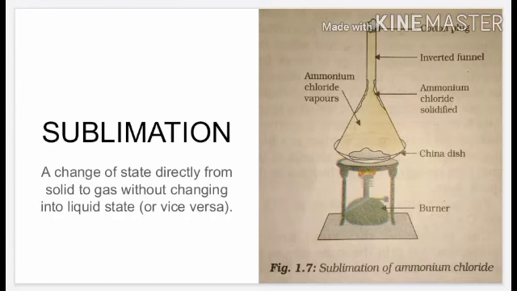Sublimation is a change of state directly from solid to gas without changing into the liquid state, or vice versa. Here in this experiment we are using a funnel, a china dish, a petri dish, a burner and a stand. When you put the following materials on the stand and perform the experiment given in the NCERT, we get the solid converted to the gaseous form and again gas to solid.